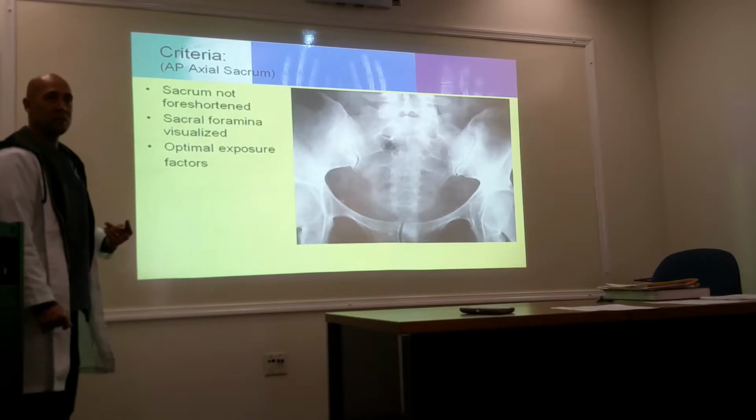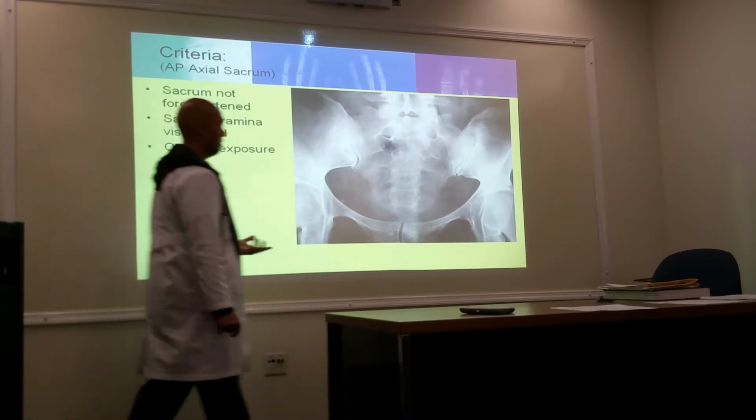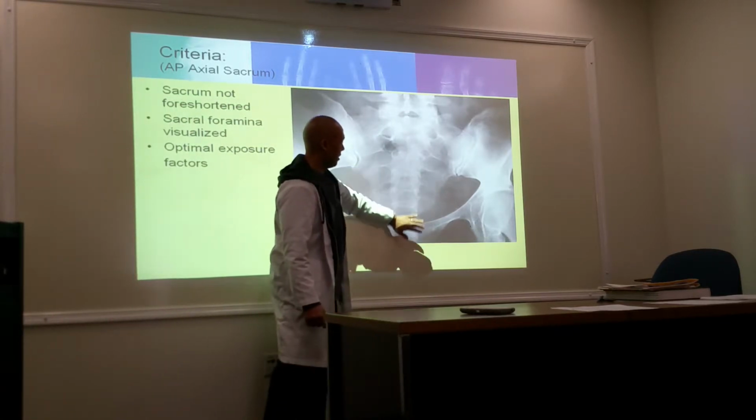We're not seeing tailbone on this, right? Where's the tailbone? Where's the coccyx? It's under the symphysis pubis. So this is strictly for the sacrum. We're not going to see this.